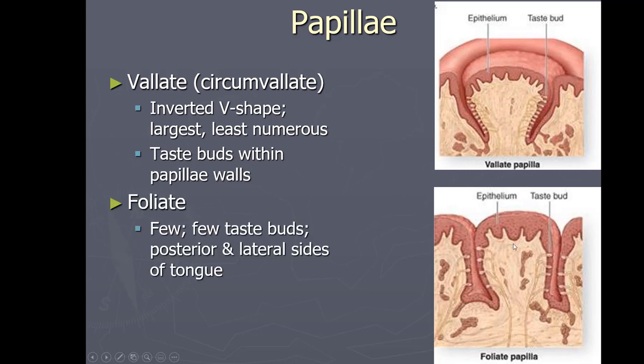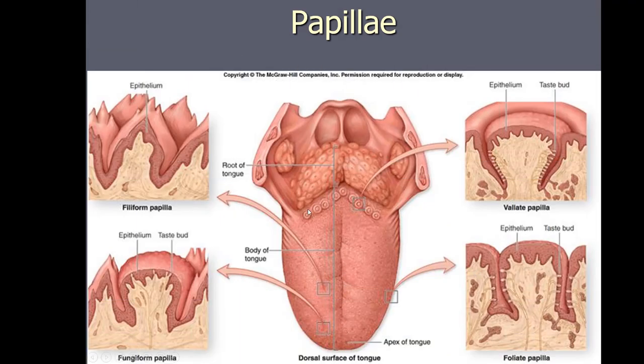And then lastly, foliate taste buds on the side, found on the back and sides of the tongue. So let me just go back to that picture of the tongue. And these are the vallate or circumvallate papillae. They form this nice little V on the back of the tongue.